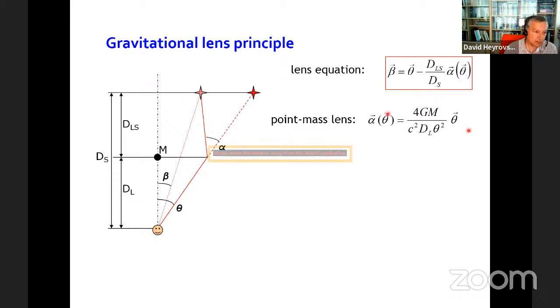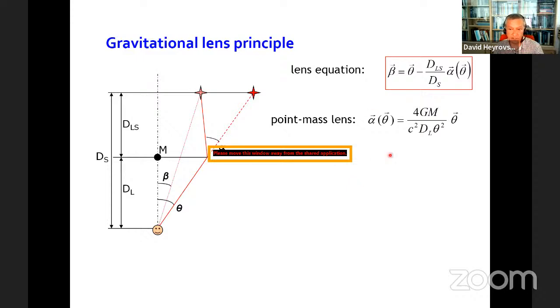And this is the formula which, in fact, Einstein came up with. If it doesn't look familiar, all you need to see is that this dl times the angle theta is the impact parameter, the distance of closest approach of the ray. So this is what you saw already last week.